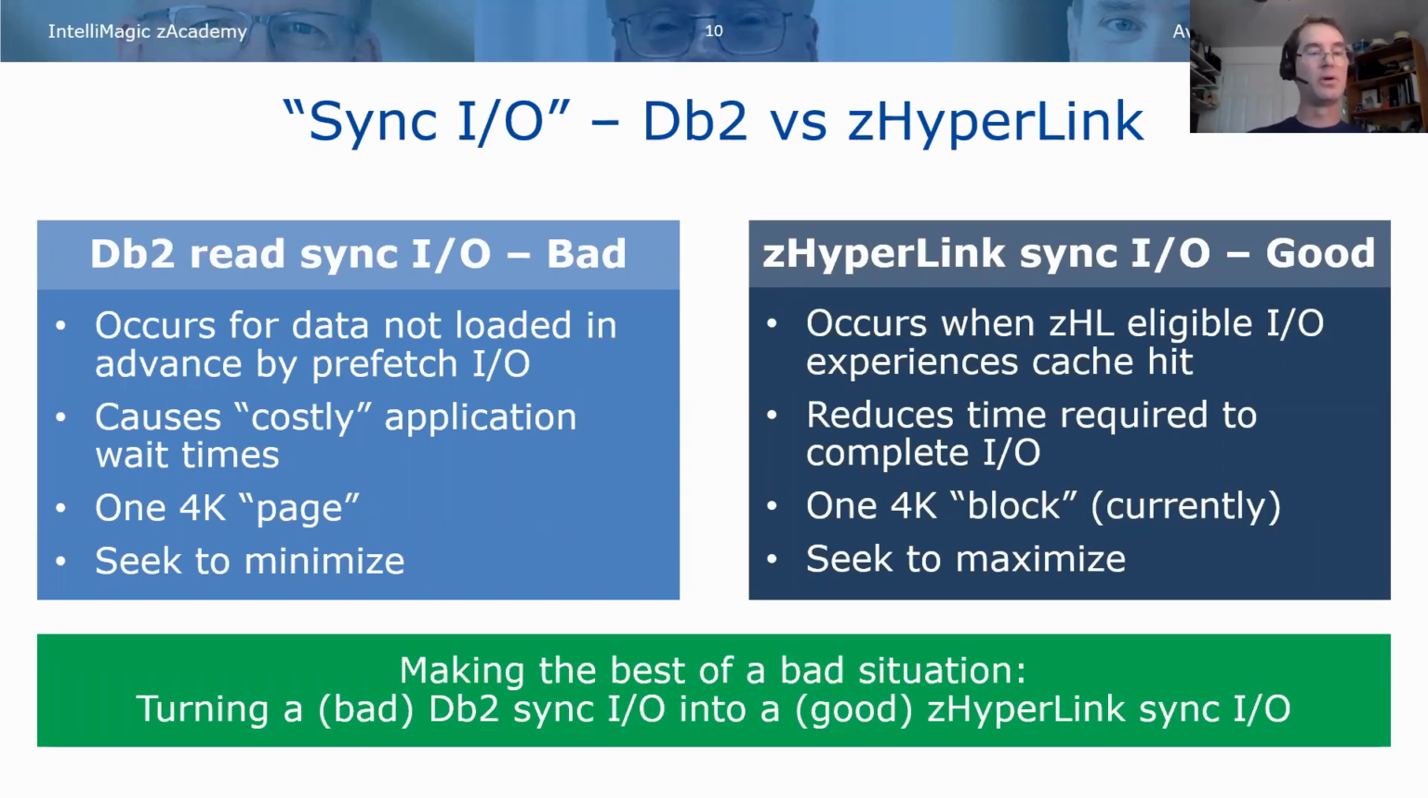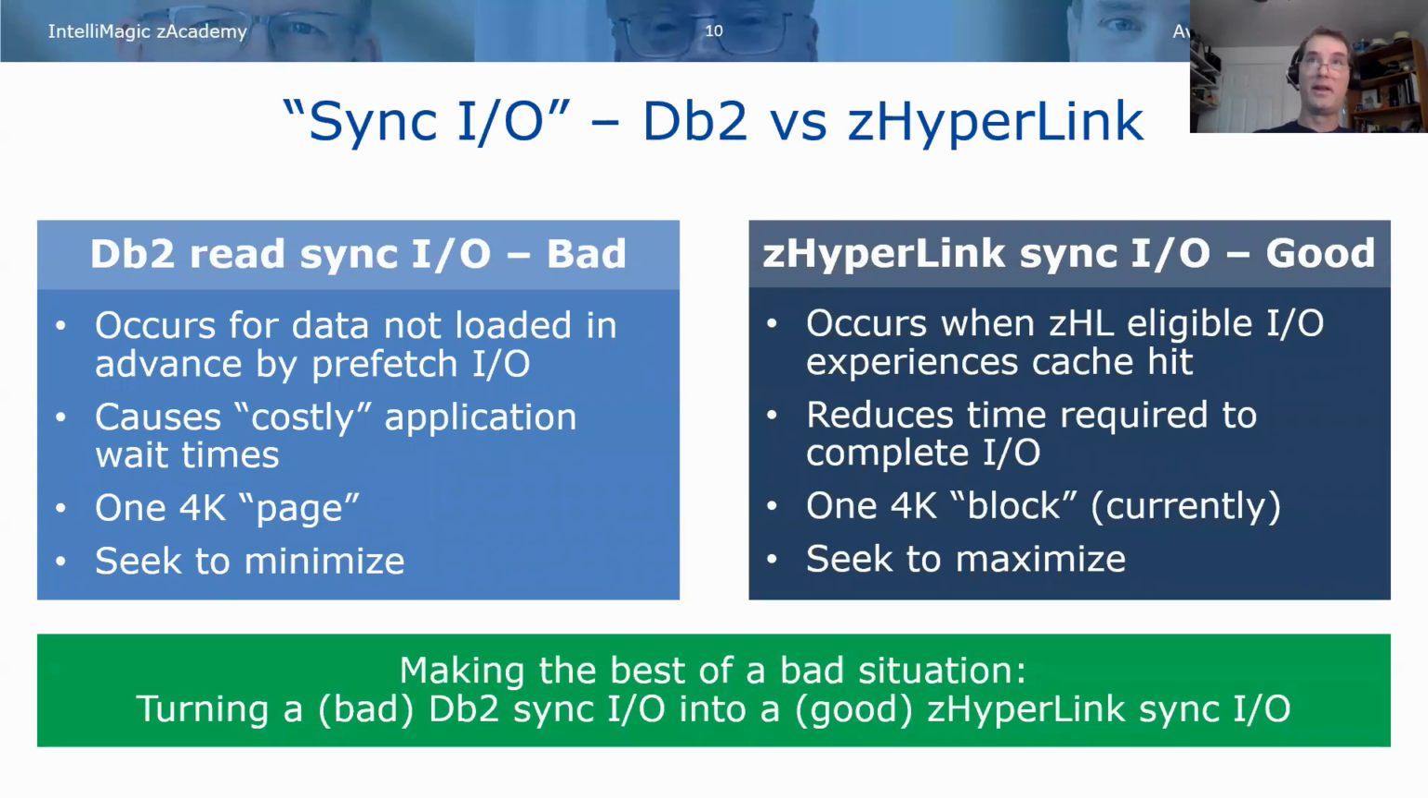So in a DB2 world, you really want to minimize these sync IOs. Of course, with zHyperlink, it's going to be 10 times faster than a traditional IO, so you want to maximize these. So, making the best of a bad situation is turning this bad sync IO into a good zHyperlink IO. Essentially, if you have to do the IO anyway, because it wasn't found in a buffer pool, which would be faster.